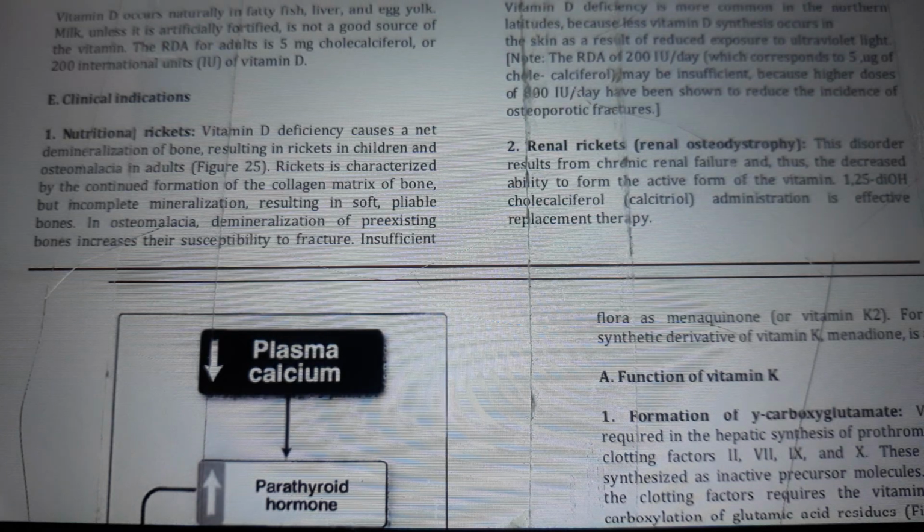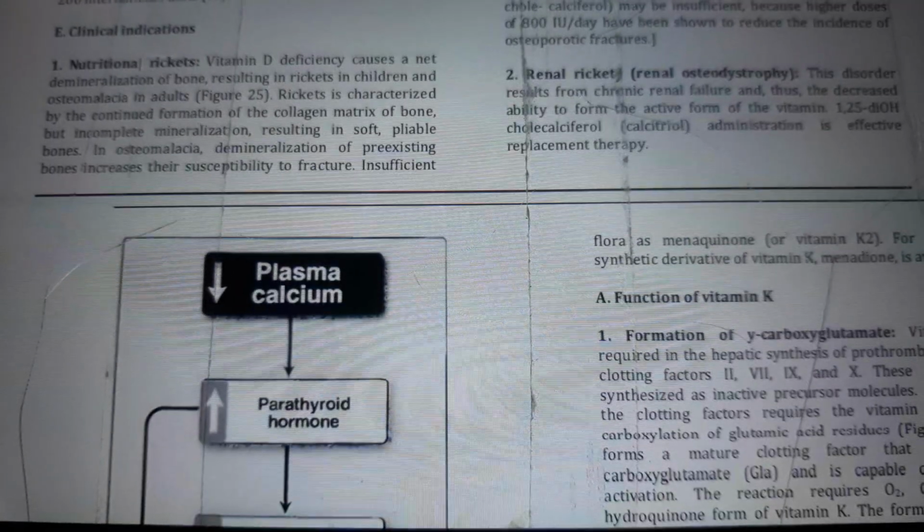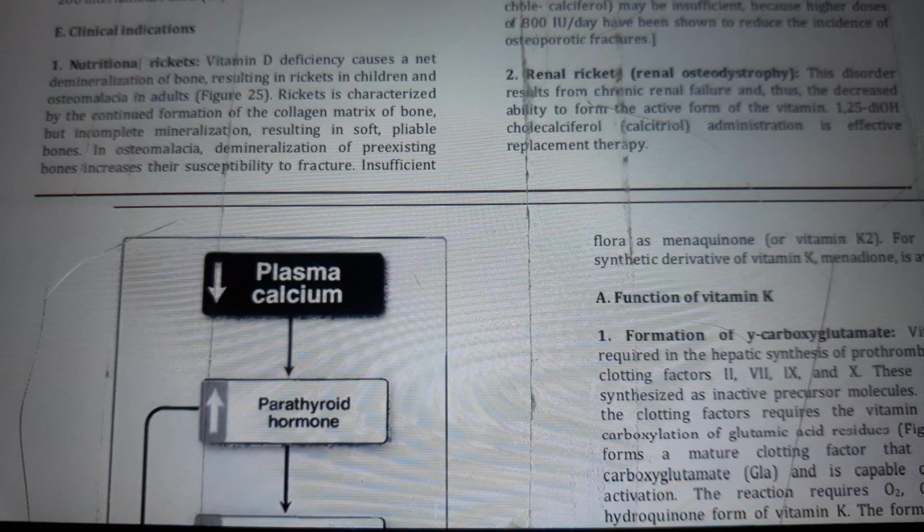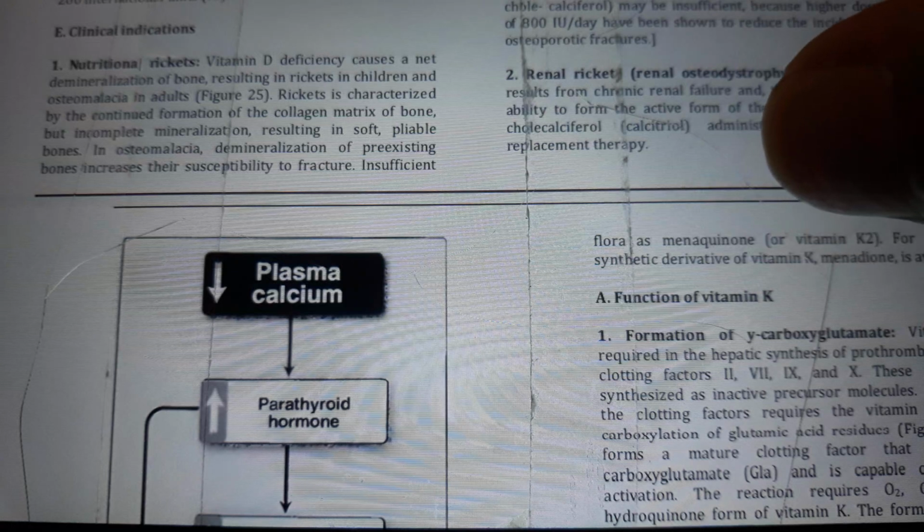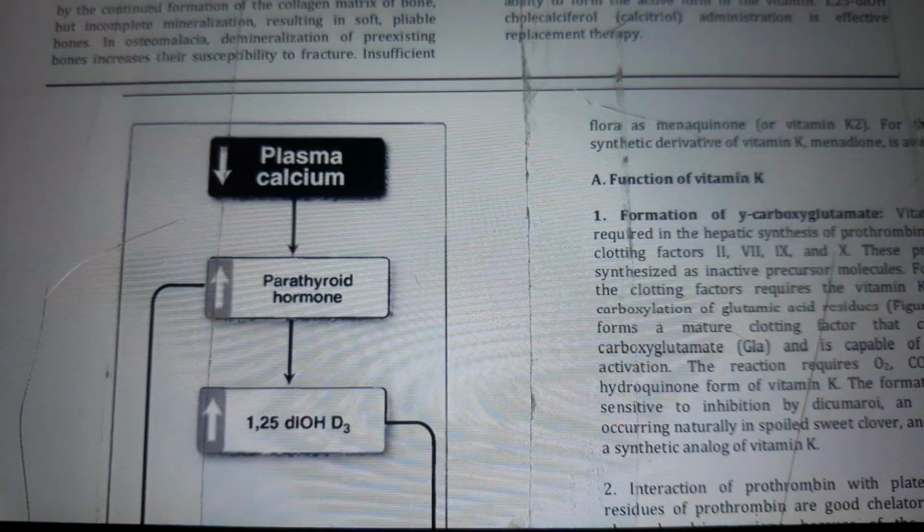Vitamin D deficiency is more common in northern latitudes because less vitamin D synthesis occurs in the skin as a result of reduced exposure to ultraviolet light. Note, the RDA of 200 international units per day, which corresponds to 5 micrograms of cholecalciferol, may be insufficient because higher doses of 800 international units per day have been shown to reduce the incidence of osteoporotic fractures.